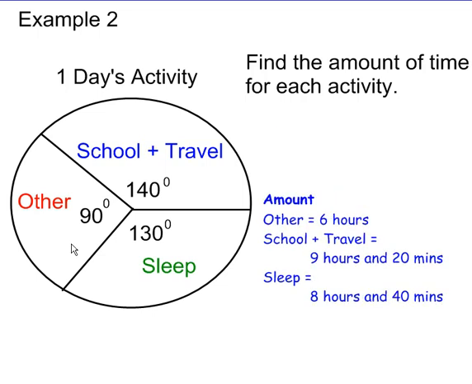So in conclusion, the amount of time that we have: other at the beginning was 6 hours, school and travel was 9 hours and 20 minutes, and sleep was 8 hours and 40 minutes. So don't forget, you have to work out the units you're dealing with.